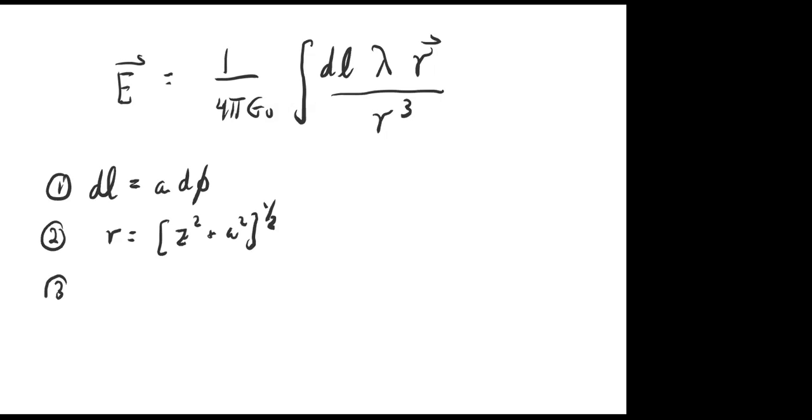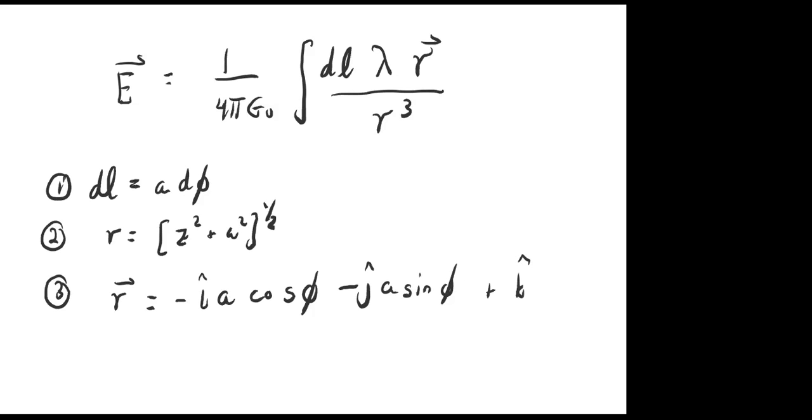And since we were doing this problem in cylindrical polar coordinates, we needed to write down exactly what the position vector was in cylindrical polar coordinates. In this particular case, it's I hat A cosine φ plus J hat A sine φ plus K hat Z.